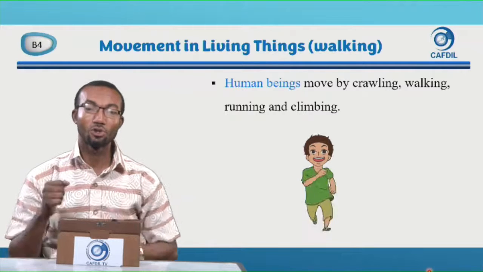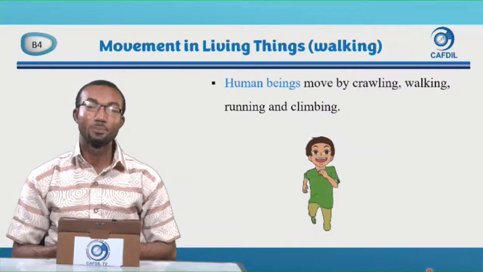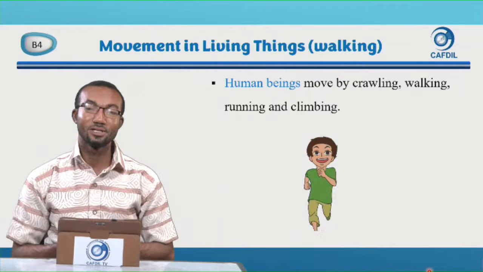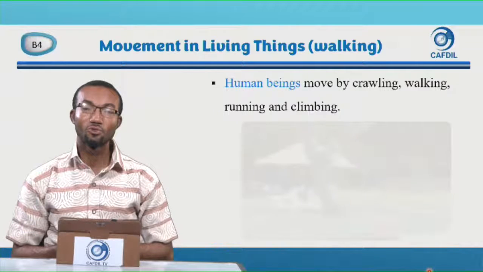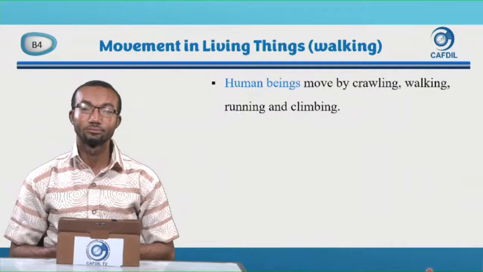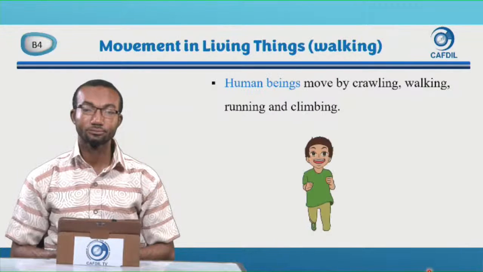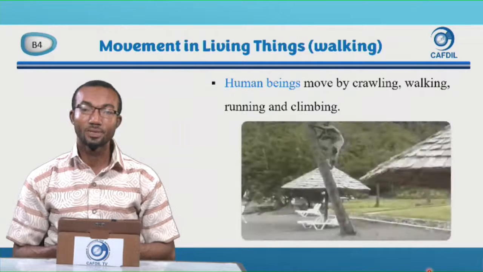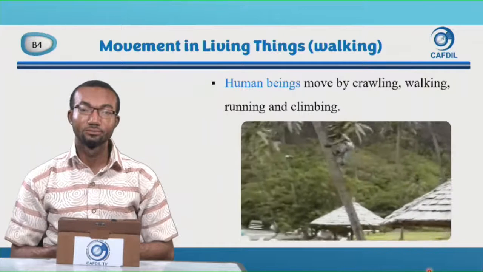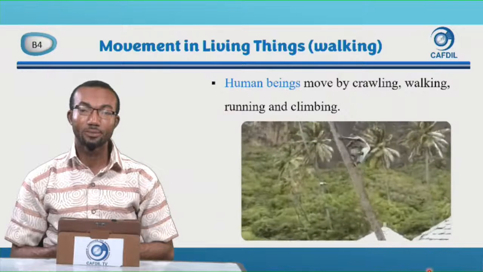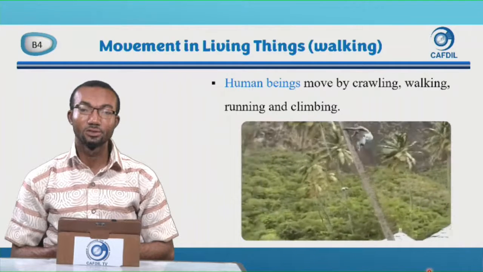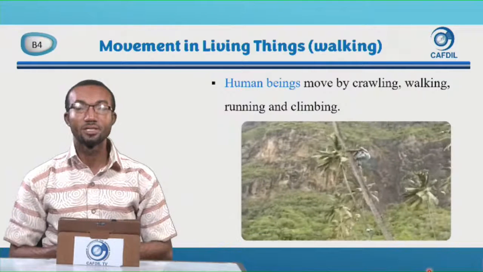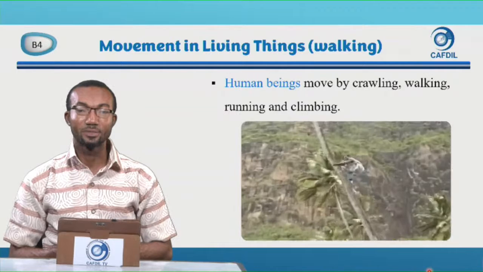Sometimes we can also jump. It's a kind of movement made by humans. We can also jump as well as run, as you see on your screen. You can also move by climbing. So you see this person climbing. We normally climb coconut trees. So this man is climbing. So it's a form of movement made by humans, climbing.